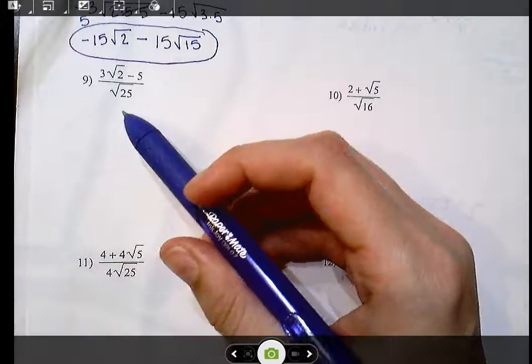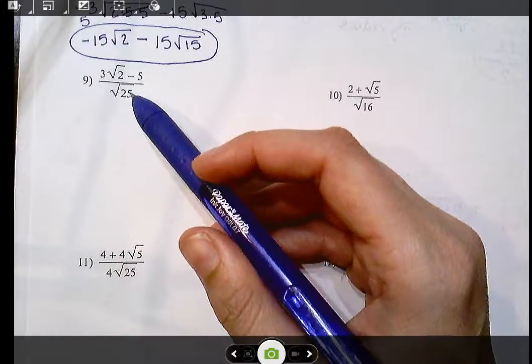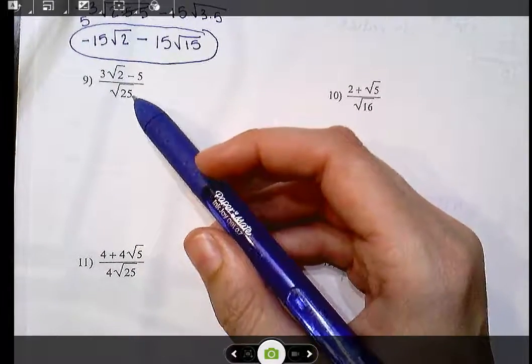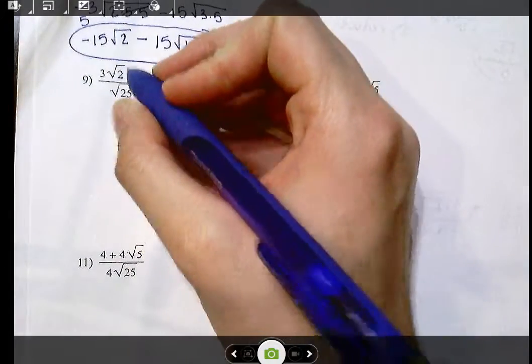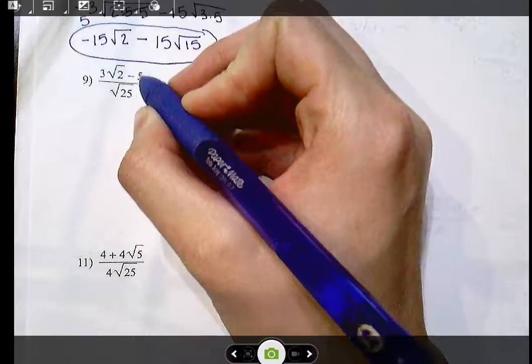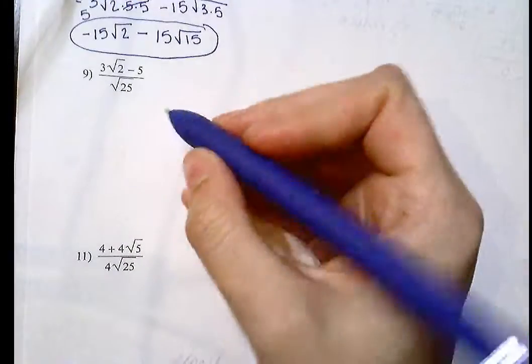These problems are pretty straightforward division problems. They're all going to be easy because they're being divided by a perfect square. So let me show you how to do these. First, you simplify either the top or the bottom, depending on if they need to be simplified.